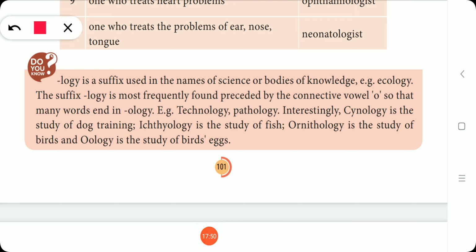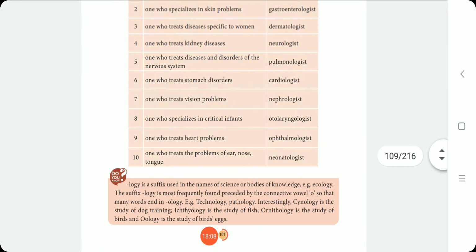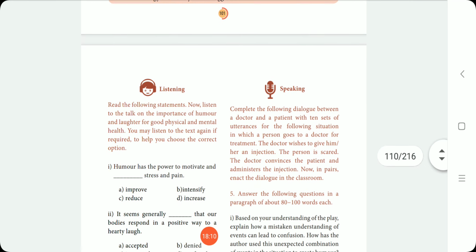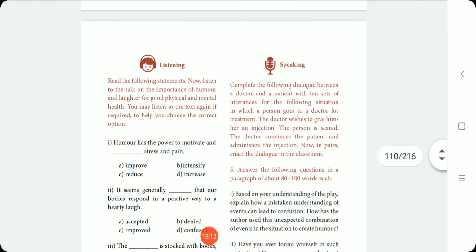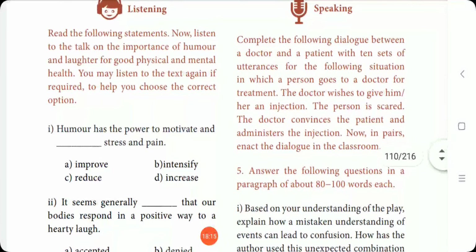So likewise, cynology is the study of dog training. Ichthyology is the study of fish. Ornithology is the study of birds. And oology is the study of birds' eggs. Okay, so all this you have to read. You should know all this. This will be asked in our 1 mark part. Next, look at the listening part.